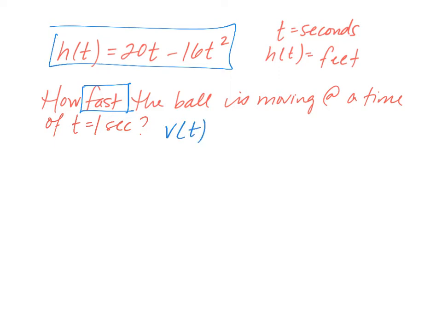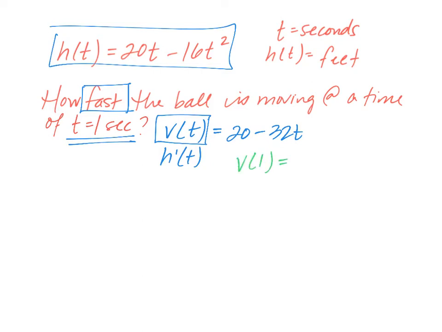So my velocity function, which I can label v of t, I could also call it h prime of t, because it's the derivative of the height equation, would be 20 minus 32t. So now that I have the velocity function, if I want to know how fast it's moving, I want the velocity at a time of 1 second. So that means that I want v of 1, which would be 20 minus 32 times 1, which is 20 minus 32, or negative 12 feet per second.